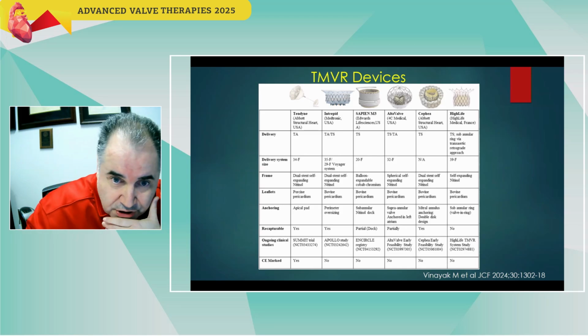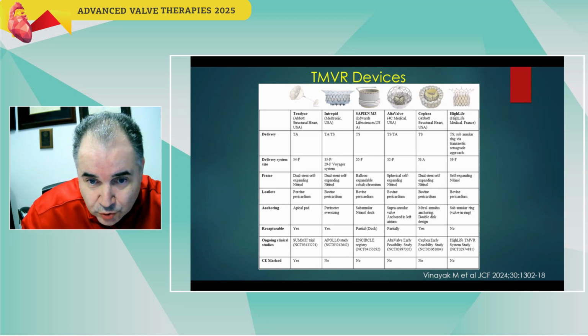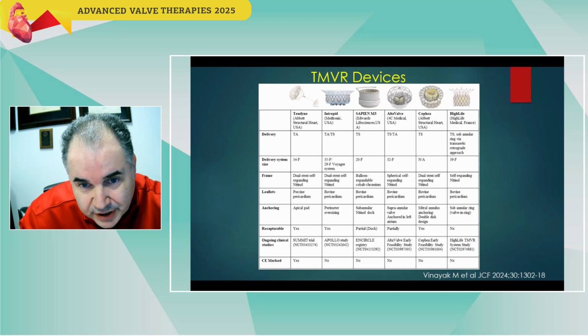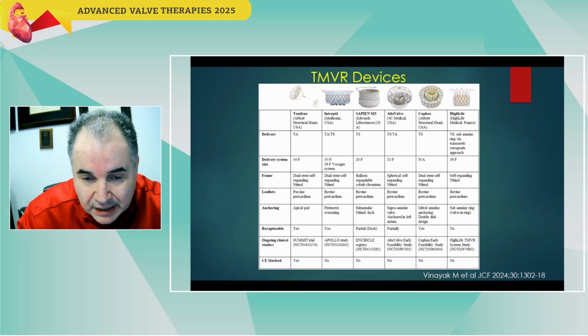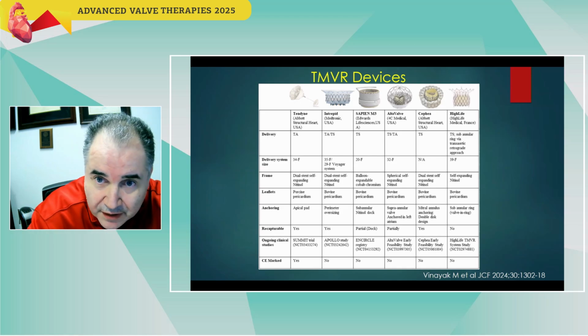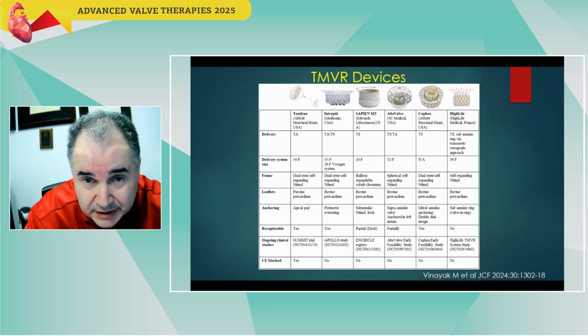So as you can see here, many devices, and when you see many devices, you know already that there is difficulty in trying to treat this disease. And I have been part of many of these devices, especially during my time at Emory.